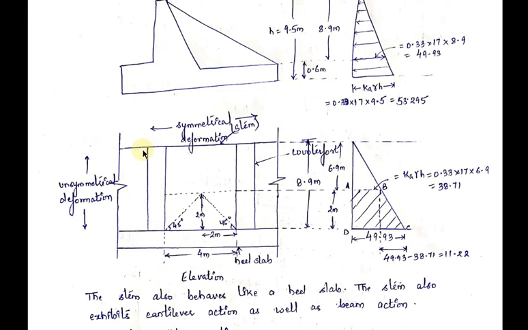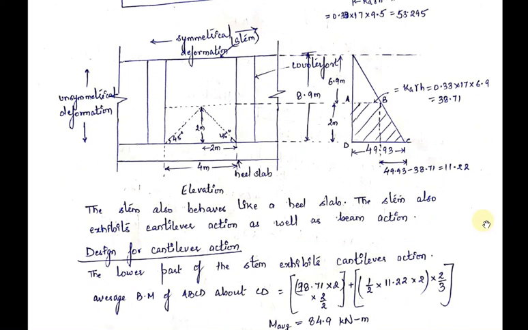So obviously the deformation which will take place along this direction will be unsymmetrical. If you see this part of the stem, it is fixed at both the ends. Therefore, the deformation which will take place along the y direction will be symmetrical. Now, first of all, we will analyze the stem for the cantilever action. You must understand that the cantilever action takes place at the lower part of the stem.